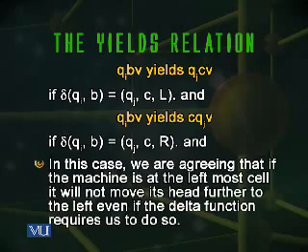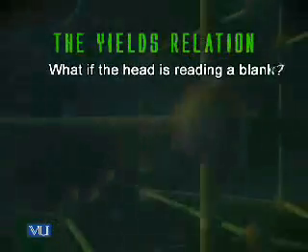Of course, in this case, we have agreed that once the machine is scanning the leftmost cell and the delta function requires that it moves to the left, it would not move to the left but stay on the leftmost cell. There are some other cases to be discussed. For example, what if V happens to be the empty string?